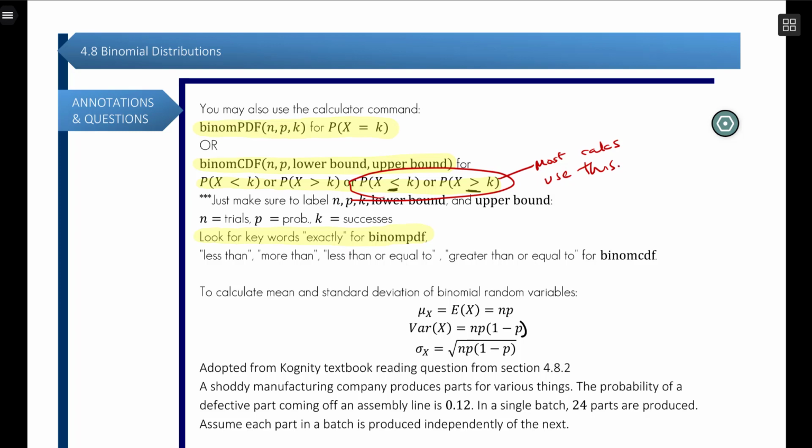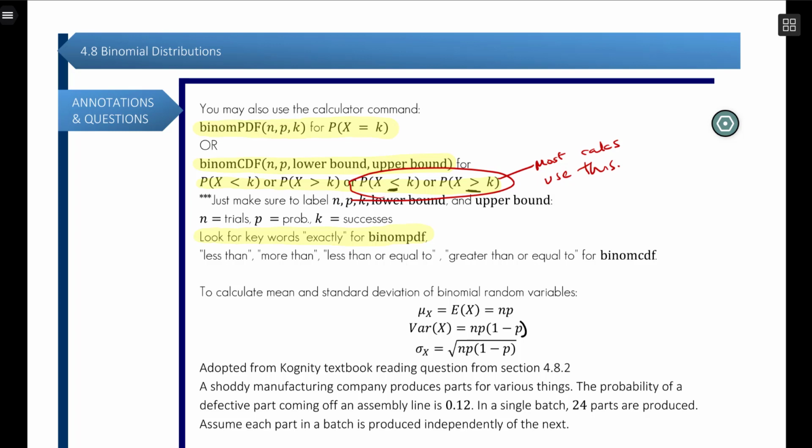Okay? Now, all you have to do is make sure that you have defined N as your number of trials, P as your probability of success, K as your number of successes, right? Actually define these things, write them out, and that's going to show your work. Make sure you do the same thing with your lower bound and upper bound.